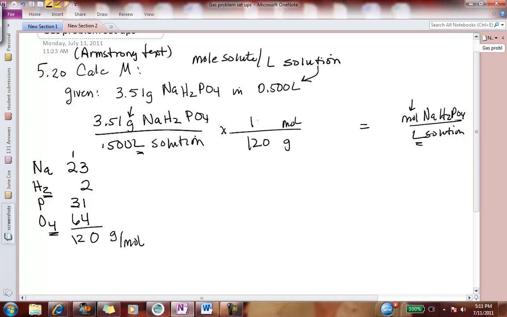That will go with the grams, 1 mole. So in doing the math, I don't have my calculator here. Whoops. I will have 3.51, and I'll be dividing that by 0.5 times 120. And that will equal the molarity of my solute. And let me go run and get a calculator quick. Sorry that I'm holding this up.